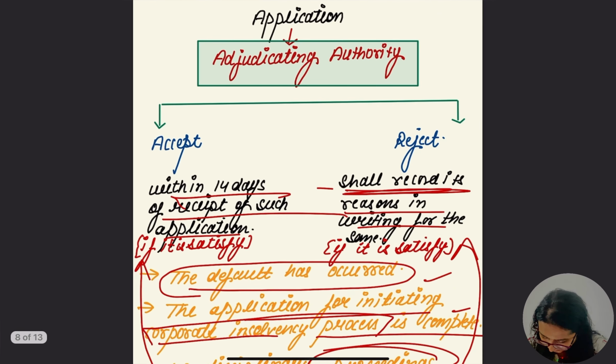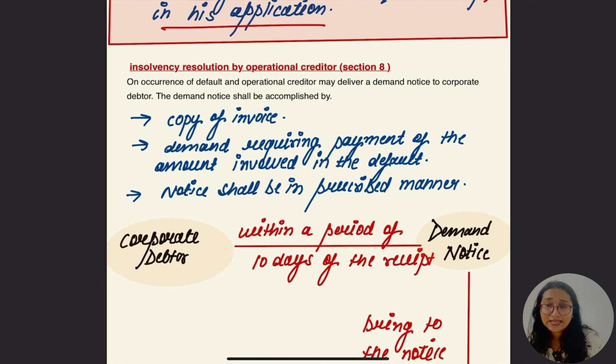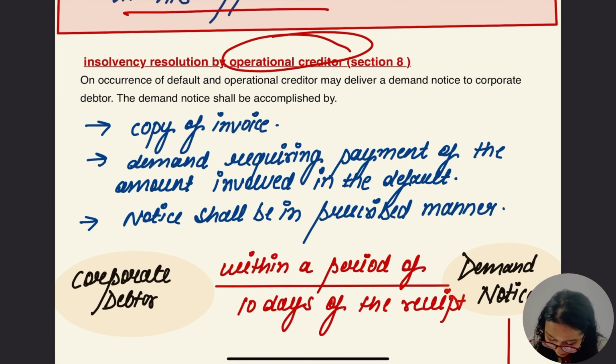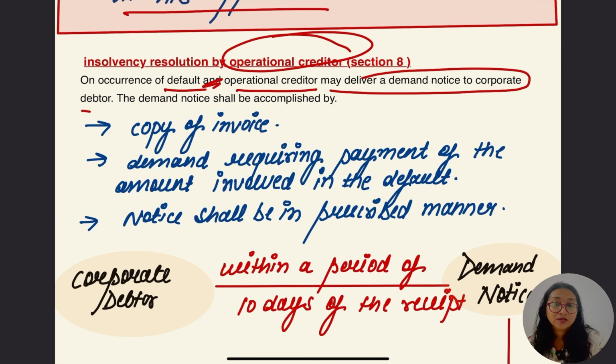Let's go for the other point of Section 8. Section 7 was of financial creditors; let's go for the operational creditor in Section 8, which says, on occurrence of default, an operational creditor may deliver a demand notice to the corporate debtor. The operational creditor cannot file the application to the adjudicating authority directly. So first of all, what do they have to give? They have to give the demand notice to the corporate debtor first of all.